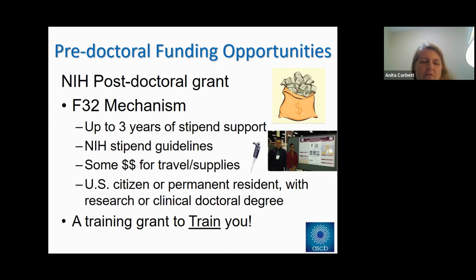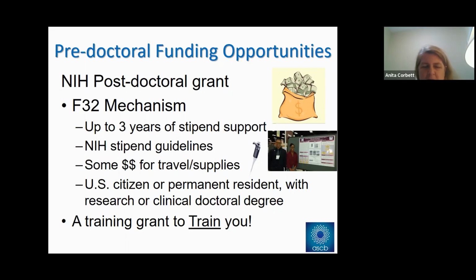In order to be eligible for these grants, you do have to be a US citizen or permanent resident, and you have to have either a clinical or a research doctoral degree. An important thing about these grants that makes them distinct from your typical research grant is that this is a training grant. So it's a training grant to train you, the applicant. And what that means is that what is being evaluated in this proposal is more than just the research that you're going to propose. We all tend to really focus on the research part, but for these proposals, it really is a whole package that is being evaluated, taking into consideration you as a candidate and other components, and I'll touch on those topics.